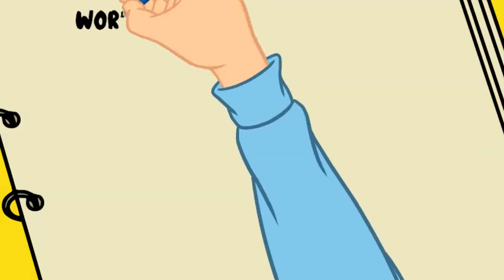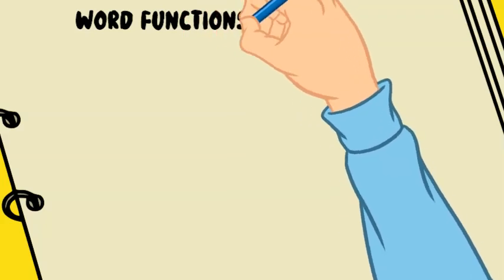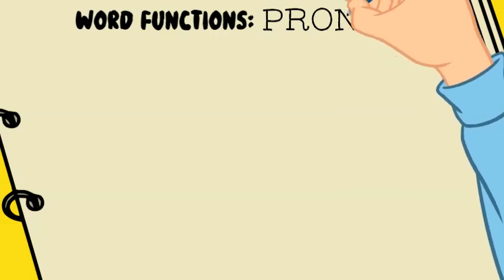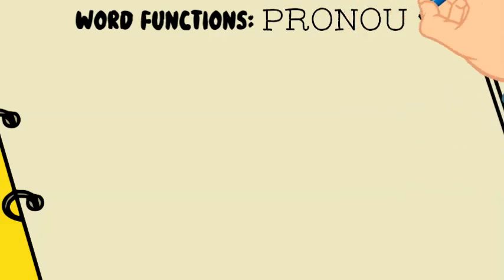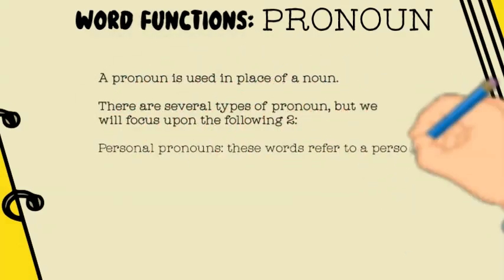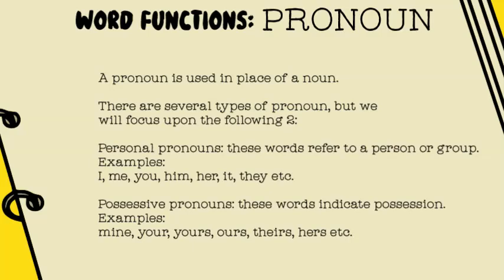The next part of speech we'll look at are pronouns. And a pronoun is used in place of a noun. There are several different types of pronoun, but we're going to focus on just 2, personal pronouns and possessive pronouns. A personal pronoun is a word that refers to a person or a group. For example, I, me, you, him, and so on. Possessive pronouns are words that indicate possession, such as mine, yours, theirs, hers, etc.